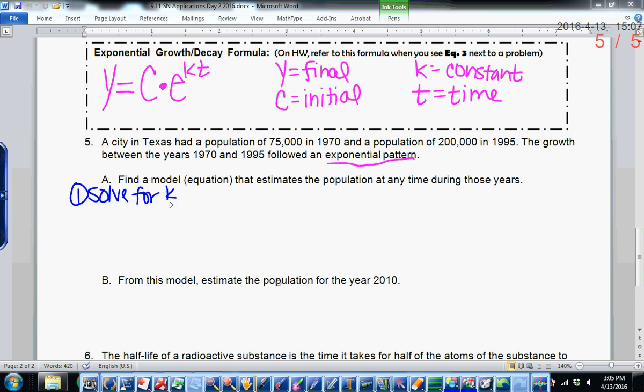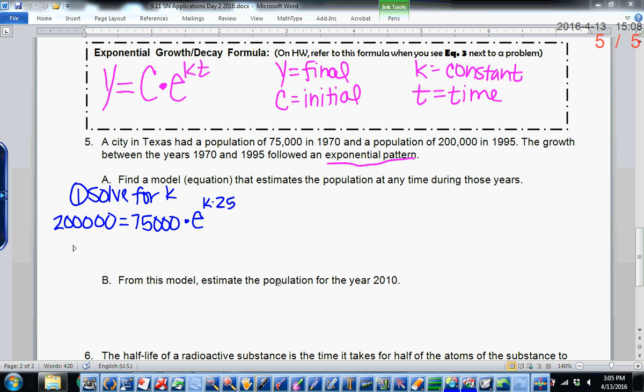So we need to plug in what we know. We know we end up with 200,000 people. We know we start with 75,000 people. And we know that this takes place over 25 years. What we don't know is the k. That's what we're looking for. Okay? How do we solve for that k? Divide both sides by 75,000.